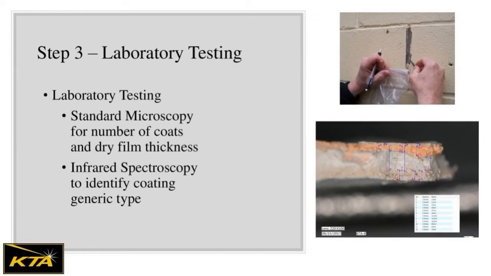Infrared spectroscopy may also be necessary to determine the generic coating type. Determining the generic coating type helps ensure compatibility with the underlying coating. For example, if the existing coating type is a silicone elastomer, applying an incompatible coating such as an acrylic could result in a poor bond or premature failure.